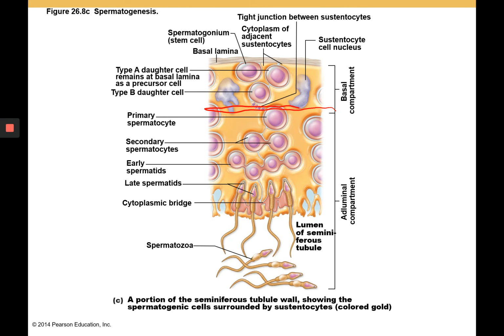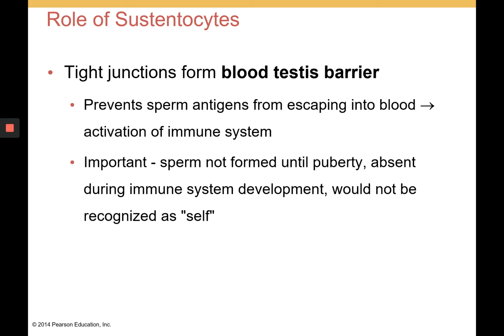I'll actually separate it out. So the basal compartment contains type A and B daughter cells, and it can contain primary spermatocytes. Not always. You can see the primary spermatocyte in this image is kind of right on that barrier. But the adluminal compartment proceeds from that basal compartment towards the lumen, and it contains all of the cells that are haploid and the cells that undergo spermiogenesis.